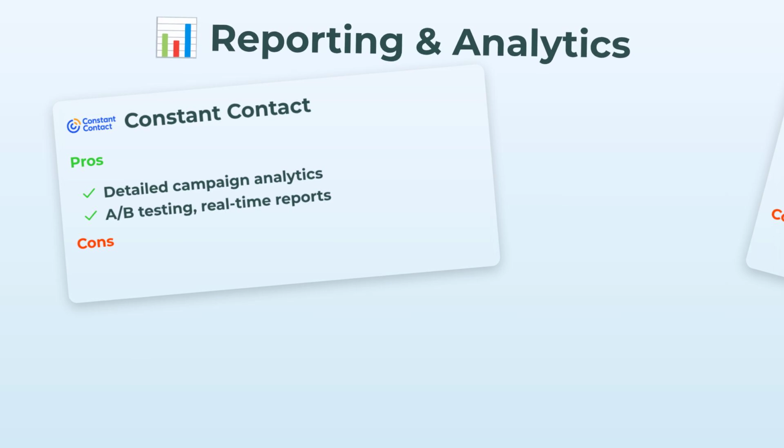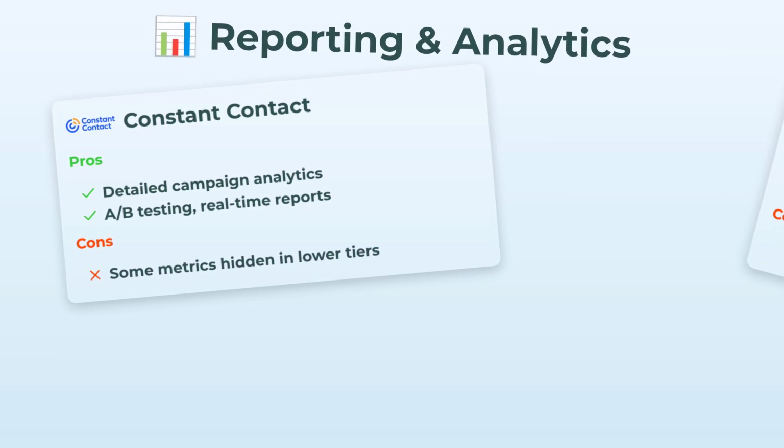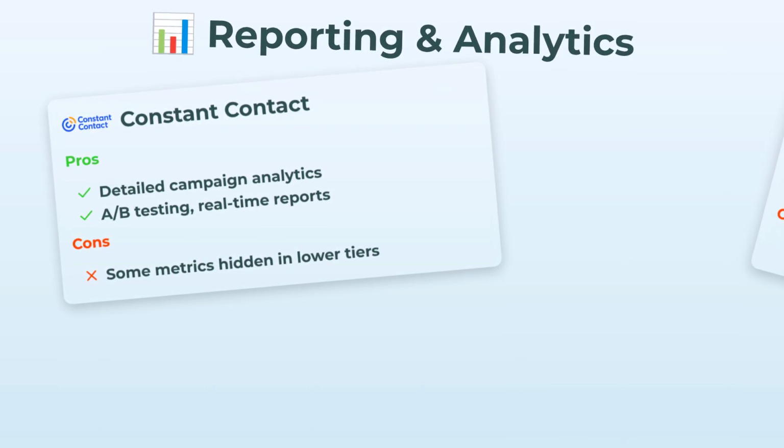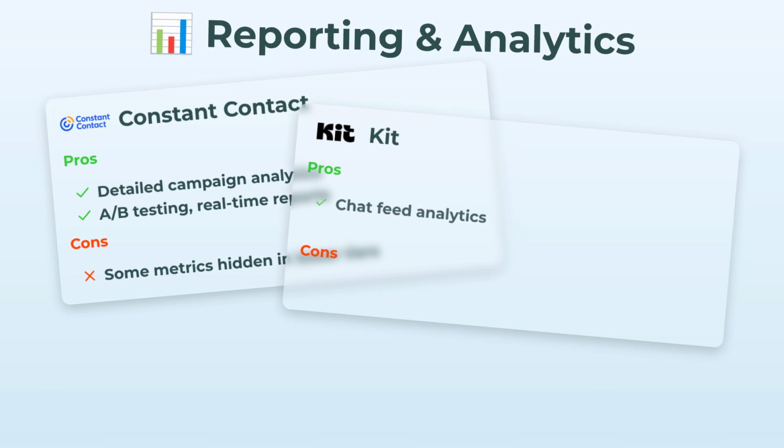Reporting and analytics. This is where we separate the data geeks from the rest. Constant Contact brings some seriously robust campaign analytics, lets you do A/B testing, gives real-time reports, and so on. Some useful metrics, though, get hidden behind higher-tier plans, which is kinda annoying.